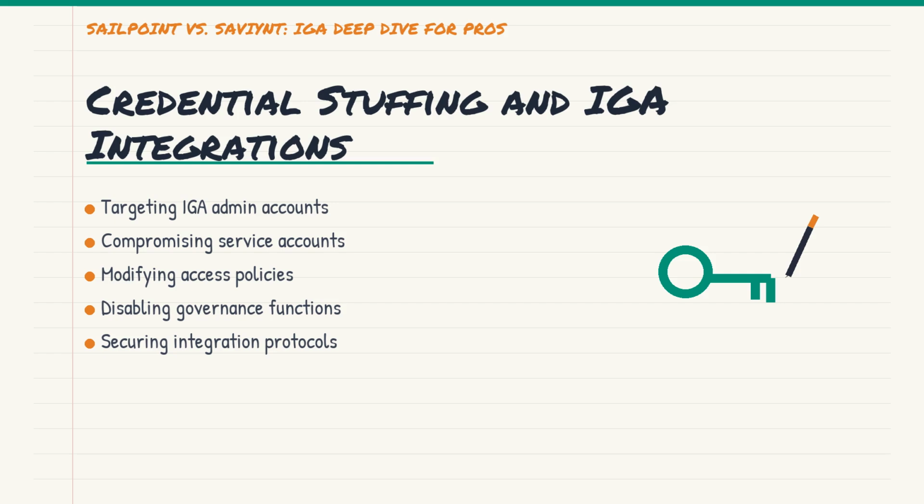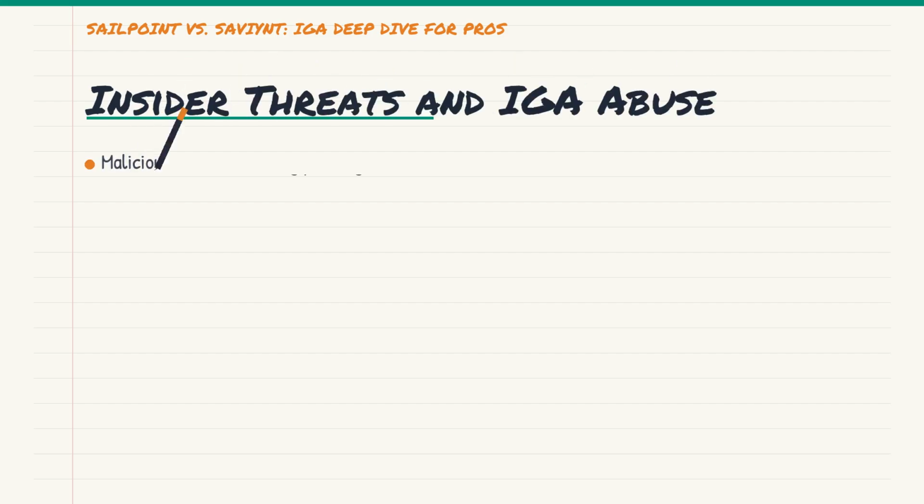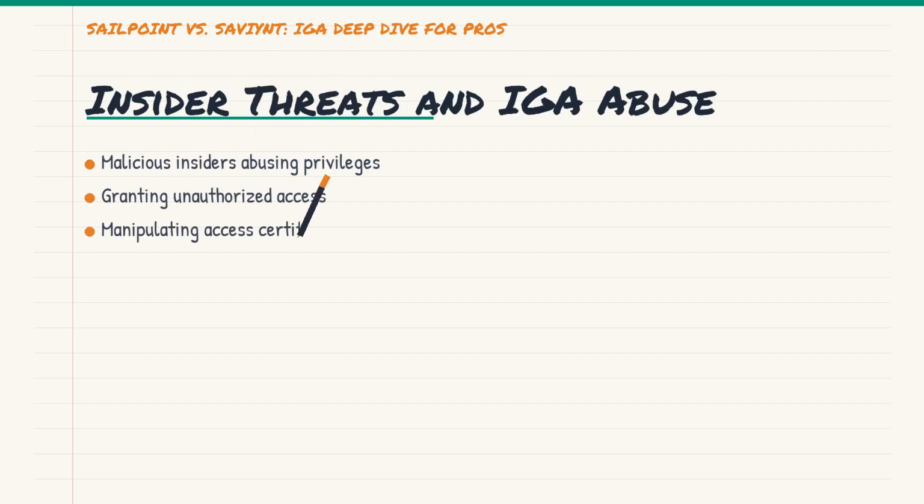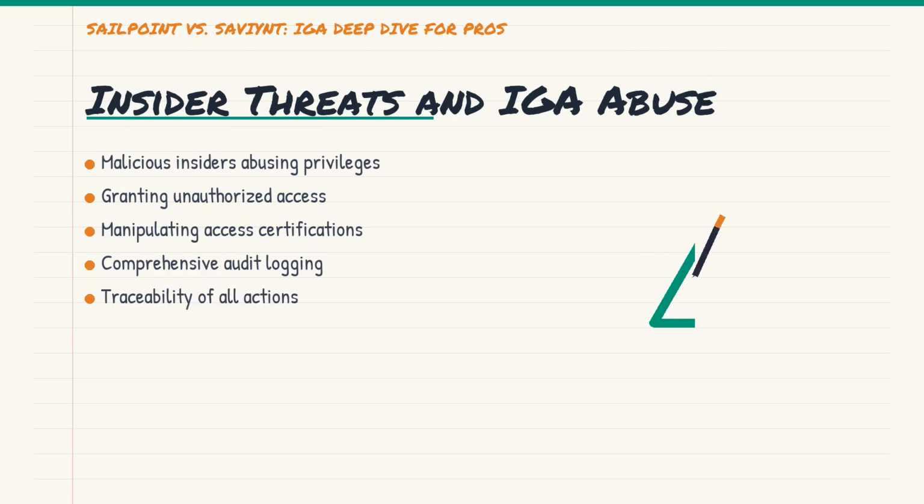The protocols used for integration, like API keys, auth tokens, or direct service account credentials, become critical points of compromise. We also can't forget insider threats. A disgruntled employee with privileged access to the IGA system could intentionally grant themselves or others excessive permissions, or even manipulate access certifications to hide illicit access.